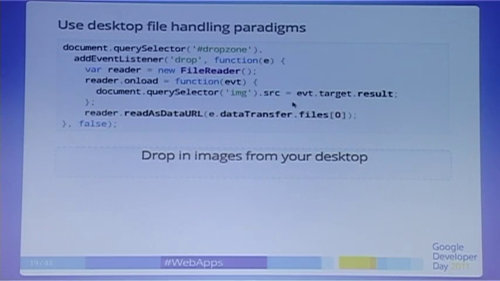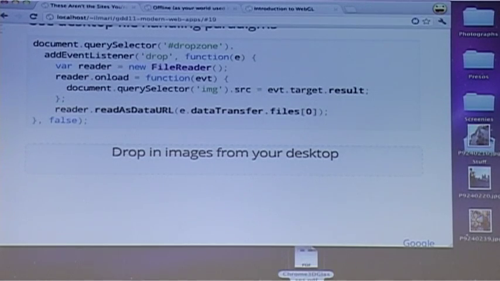So, more desktop file handling paradigms. You can now drag and drop files into your web page from the desktop. What I'm doing here is grabbing the drop zone element, adding an event listener for the drop event, and then creating a new file reader to get the files from the drop event and do things with it, create new images. How that looks, I've got some snapshots from Prague.